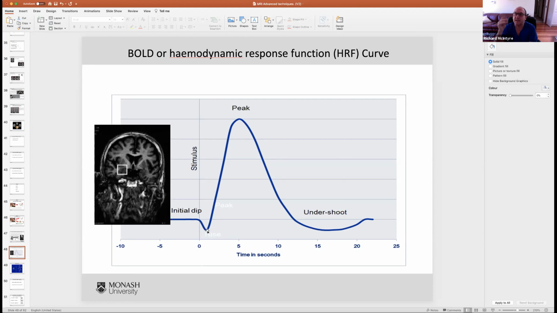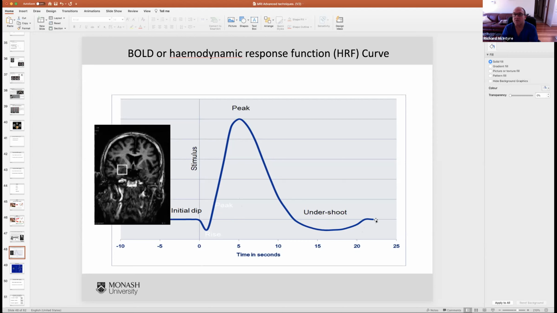You could imagine, because all of a sudden these cells in my brain's motor cortex are working, okay, the oxygen's going to go down a little bit. Then my body's going to wake up and go, hang on, they're working, let's shoot some oxygenated blood up. So the amount of oxygenated blood in that area of my brain is going to increase to a peak, okay? And that's about 5 seconds after I've started tapping my fingers. Then it starts to wane and it starts to go down, and it gets what's called undershoot, okay? And that's about 20 seconds after I've initially started tapping my fingers.